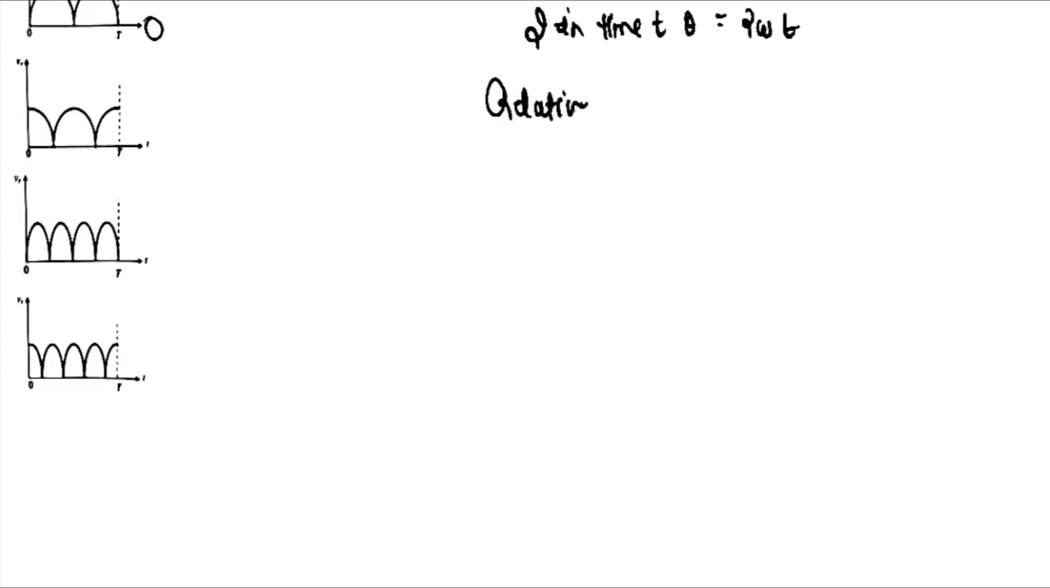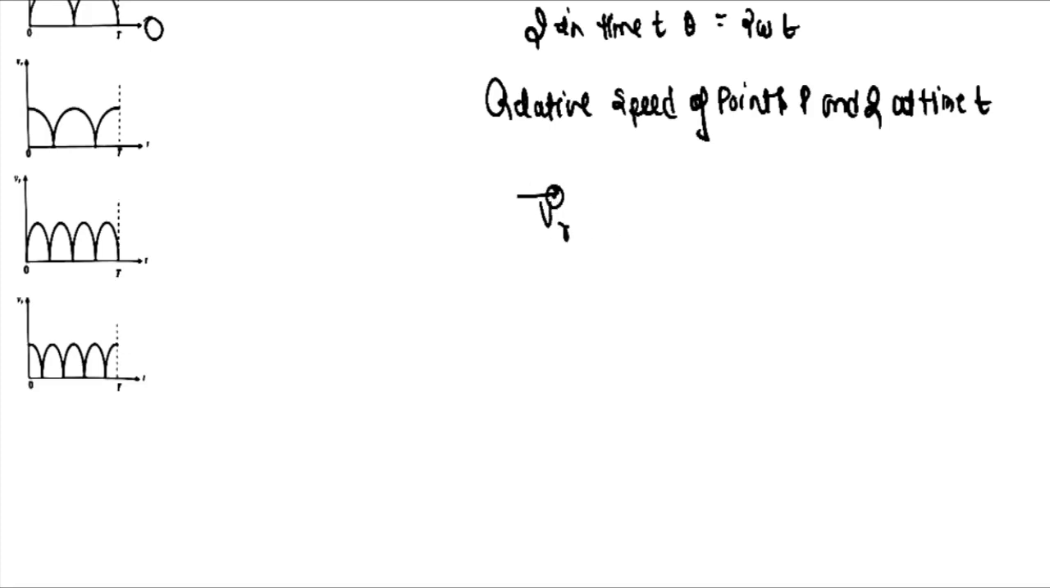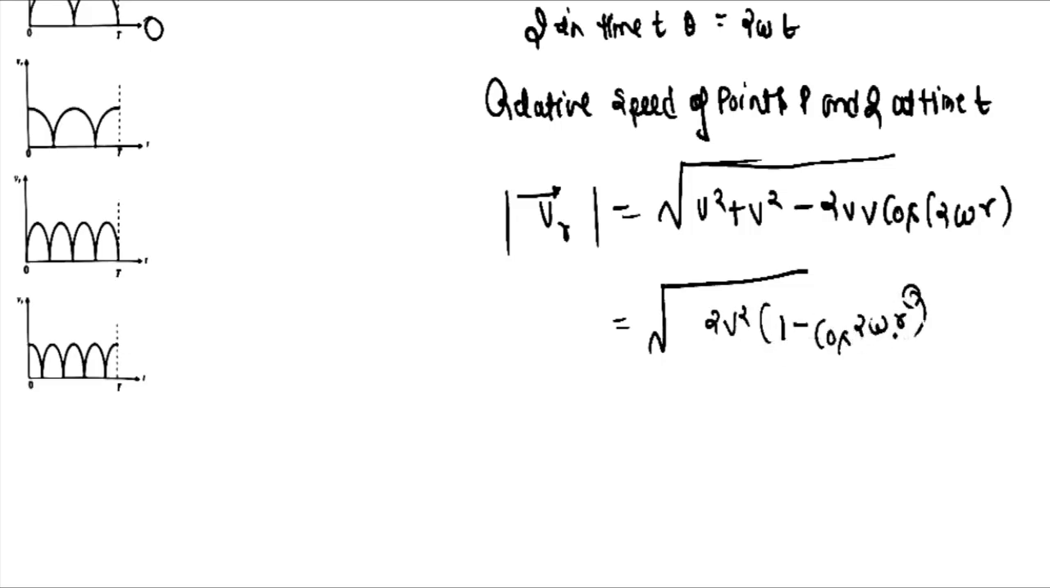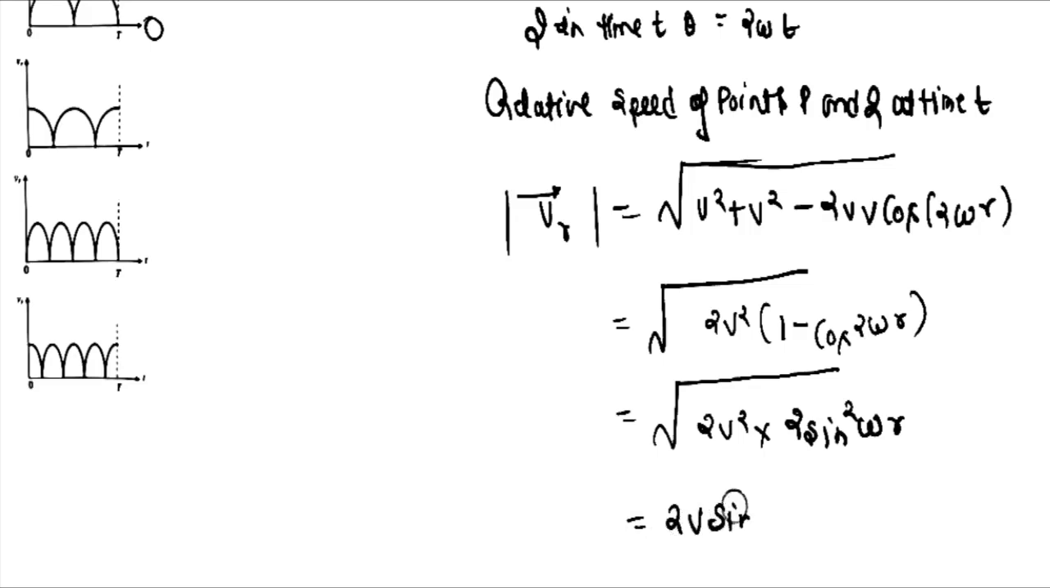The relative speed of points P and Q at time t is represented by the resultant vector of magnitude, which equals the square root of v squared plus v squared minus 2vv cos 2 omega t. That equals the square root of v squared times (1 minus cos 2 omega t), which equals the square root of 2v squared into 2 sine squared omega t, and this is 2v sine omega t.